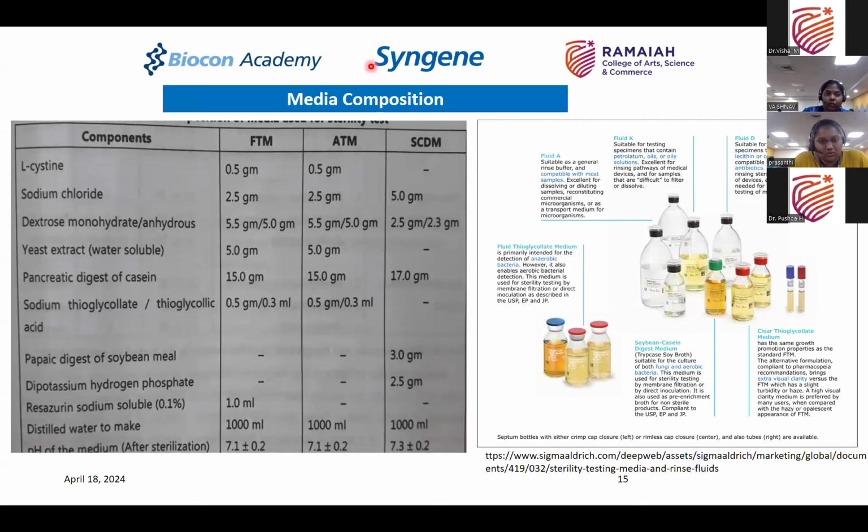Casein, sodium chloride, dextrose, yeast extract, pancreatic digest, sodium thioglycolate, resazurin, distilled water. This is the composition for 1 liter of the media.